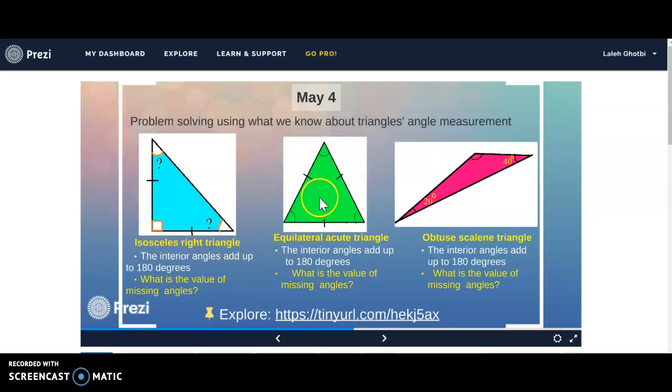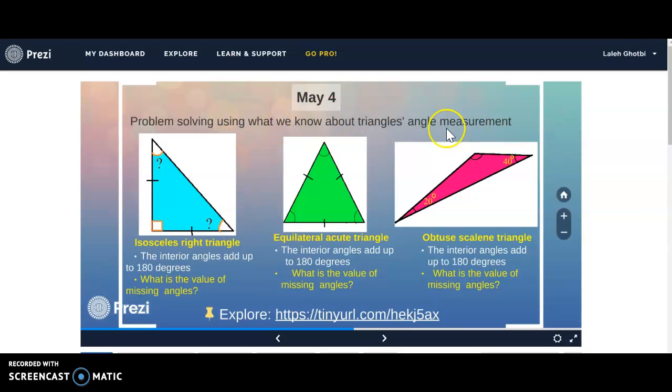This triangle has three equal sides, therefore it's an equilateral triangle, and it has three acute angles. So equilateral acute triangle. This triangle has no equal sides, so it's a scalene triangle, and it has one obtuse angle. Together, we can call this triangle obtuse scalene triangle. This is for the names, so we just put the two names based on side lengths and angle measurements together to make a new name, right?